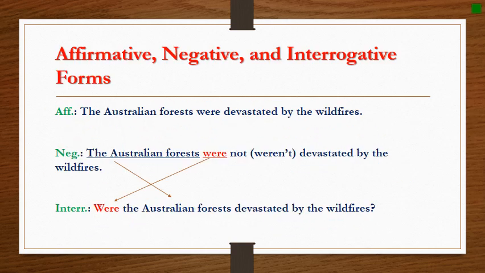Okay, this one is even clearer here. Affirmative form: The Australian forests were devastated by the wildfires. Negative: The Australian forests were not devastated by the wildfires. Were the Australian forests devastated by the wildfires? Here I'm giving you examples of how we write the passive voice in the affirmative, the negative, and the interrogative, which means the question form.